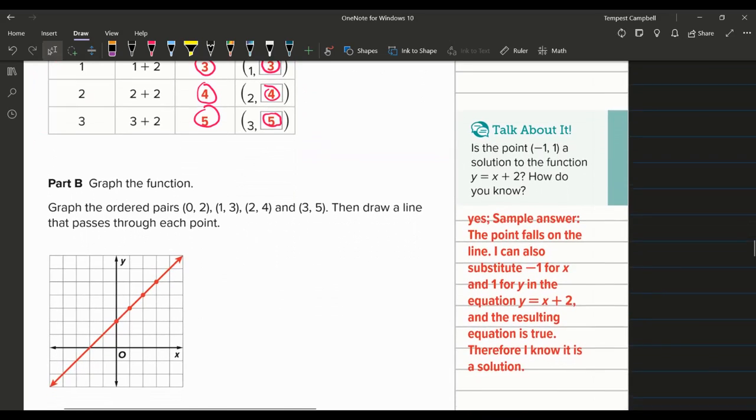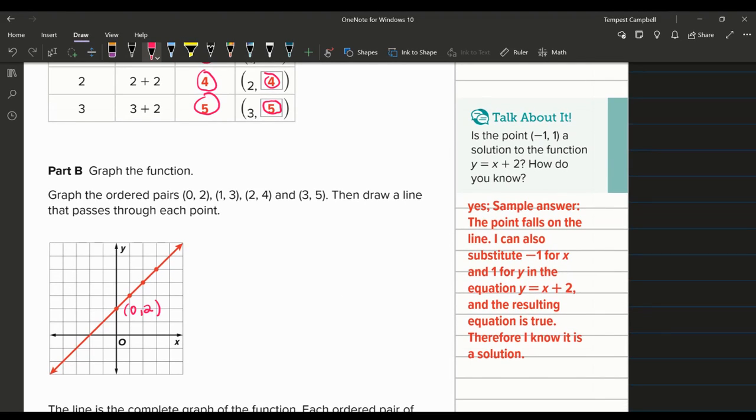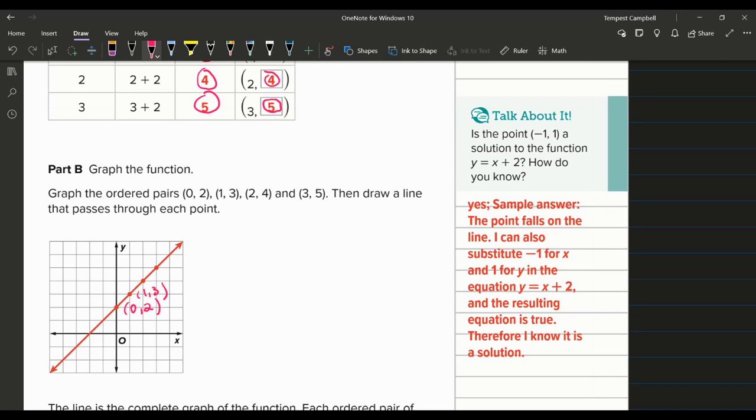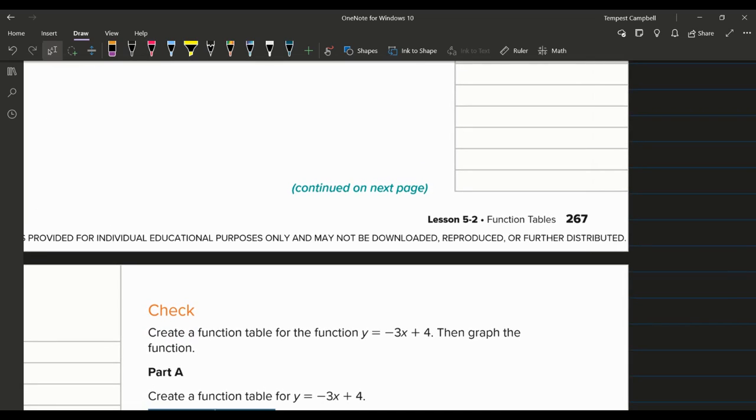Next, let's graph that. We're going to graph our first point, which is going to be 0, 2. Then you're going to graph the next point, which is going to be 1, 3, and so forth. Do not forget your arrows. In this situation, we're going to have it going off into infinity in both directions. All right, so go ahead and try this check. Pause the video.